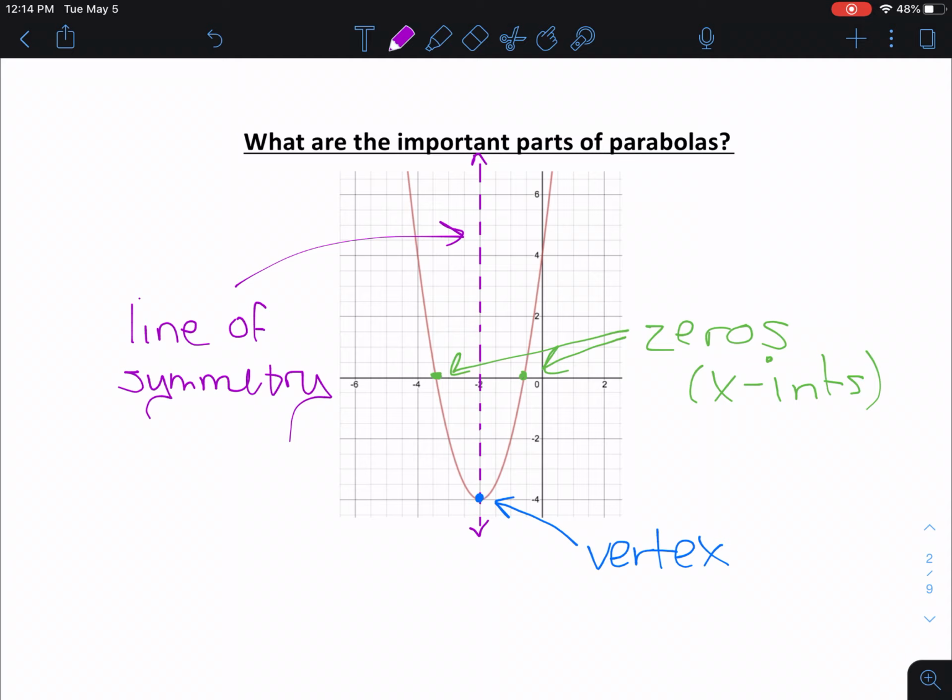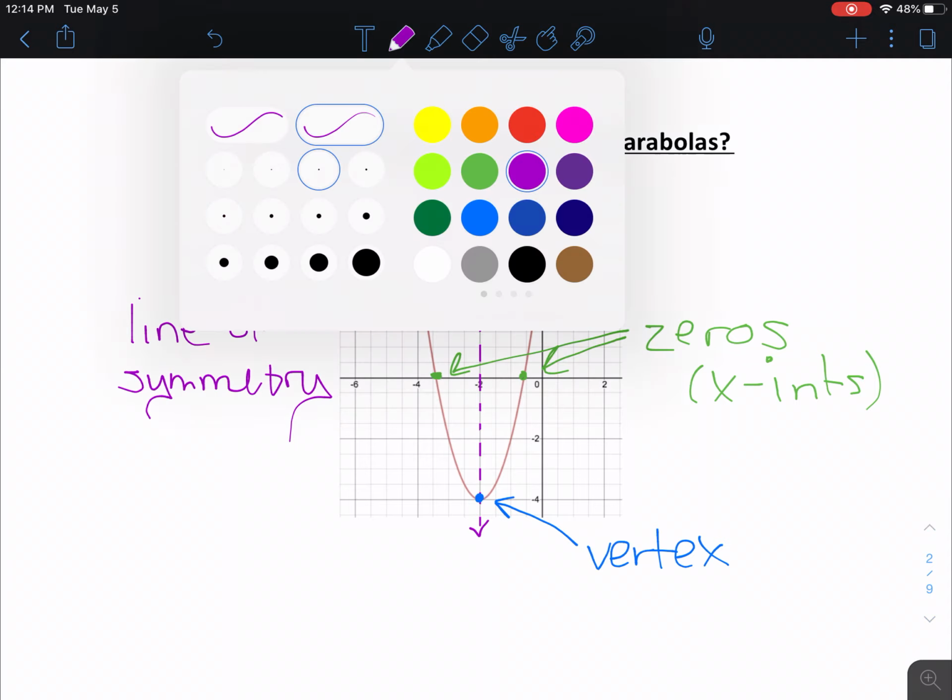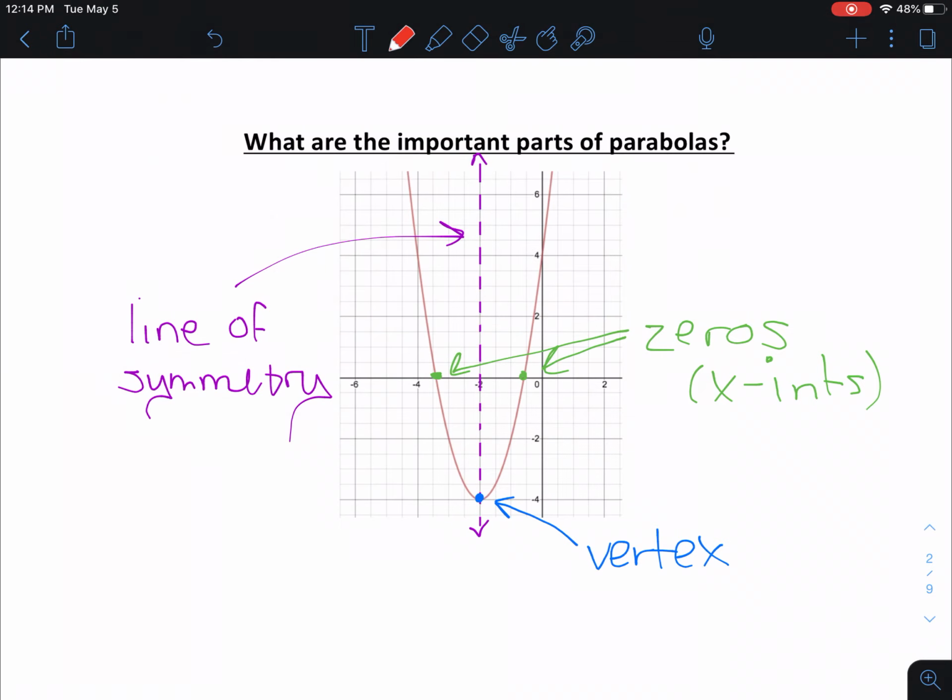And then we also will later in this unit talk about the y-intercept right there. But for right now, we are going to just focus on these three main things. Okay, so let's take a look at each of these individually.